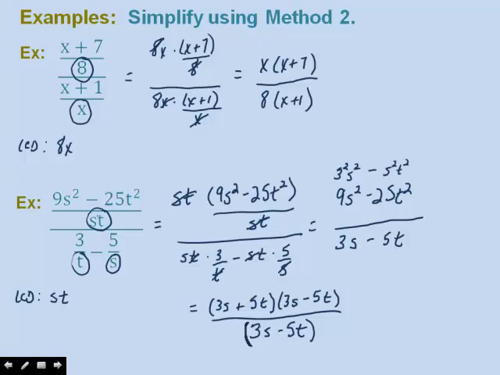Now again, our denominator is one big factor, so we can cancel that factor with our 3s minus 5t in our numerator, which means that all we have left is 3s plus 5t. We've canceled everything in the denominator, so we don't have a denominator left.